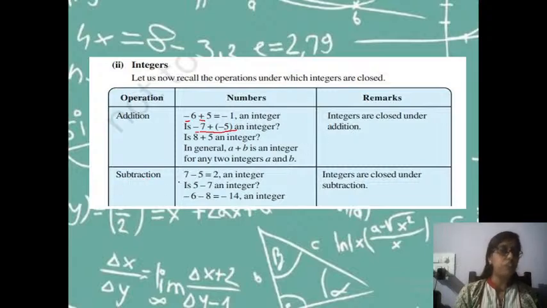So now coming to the subtraction, that is 7 minus 5 equals 2. So 2 is an integer, right? It is an integer. So we all know that. So even is 5 minus 7 an integer? 5 minus 7, how much will you get? You will get minus 2, right? Minus 2 you will get. 5 minus 7 is minus 2. Directly if you write, you will get minus 2 there. So even that is an integer.